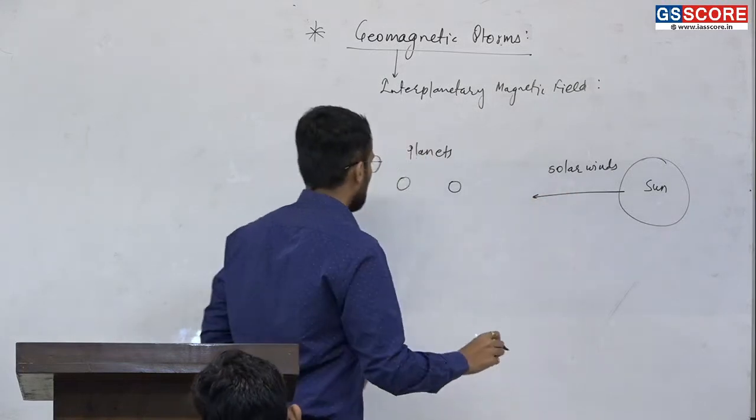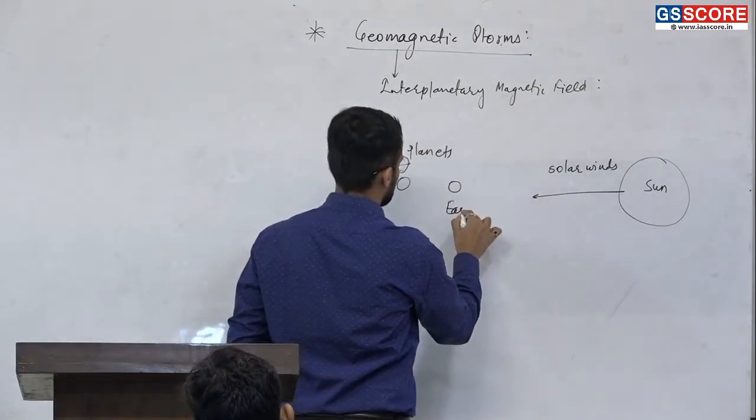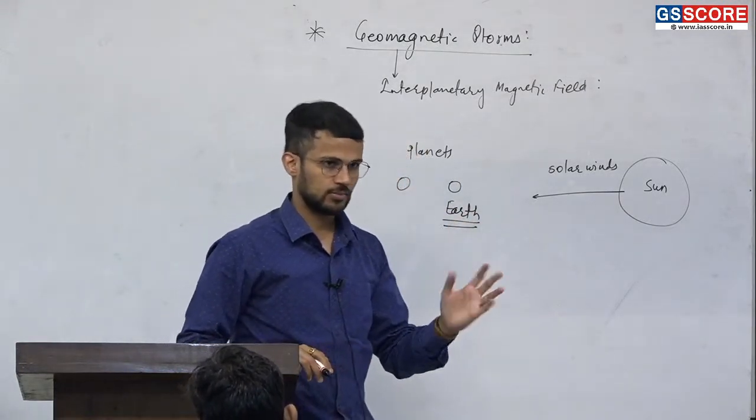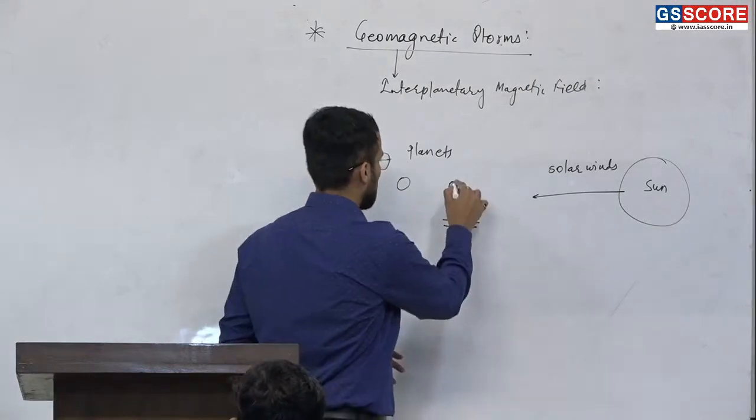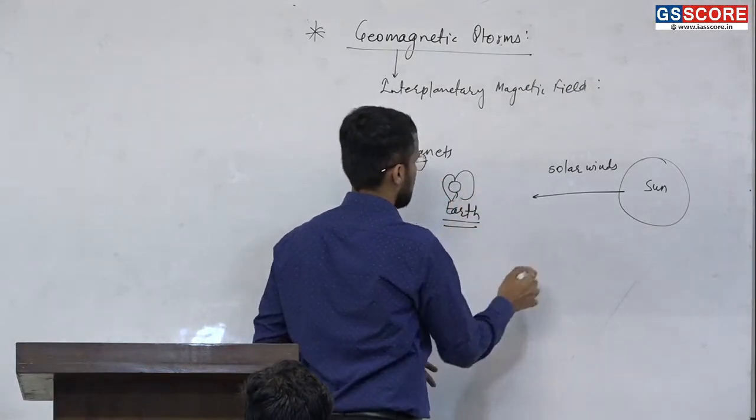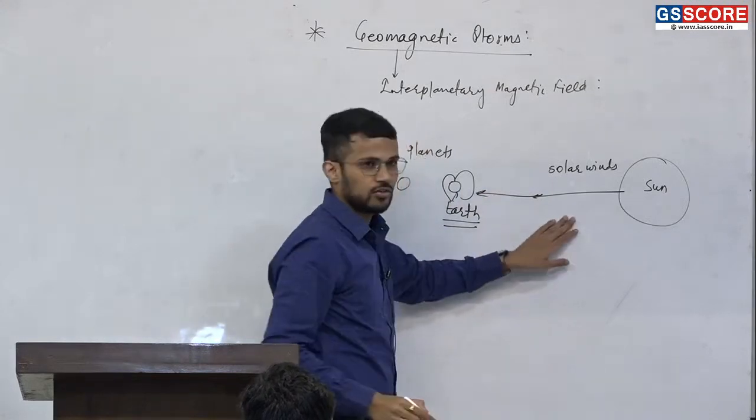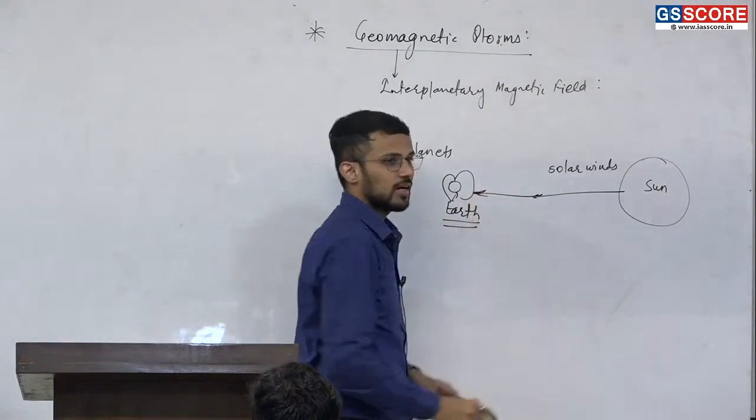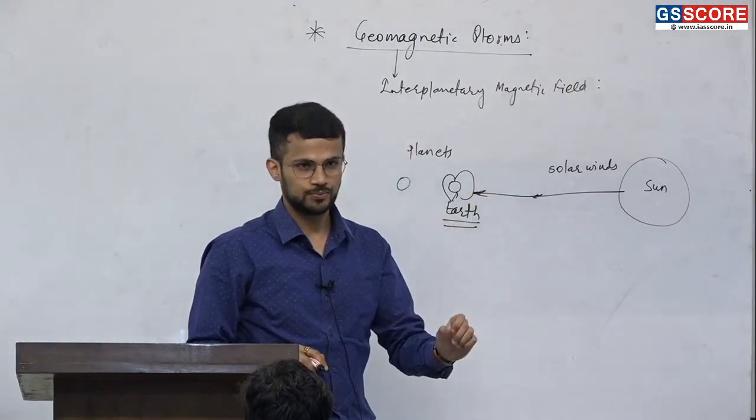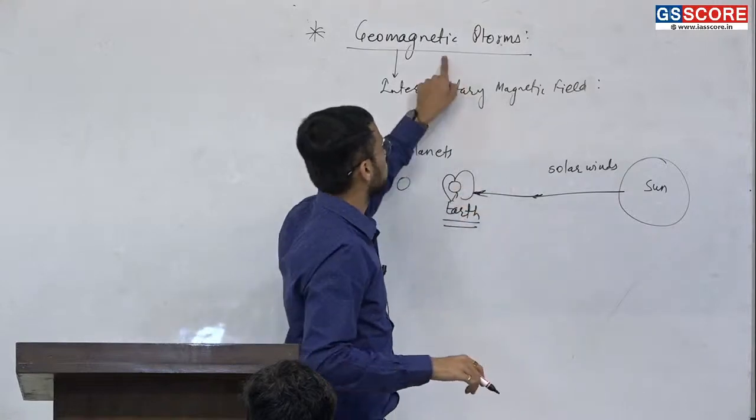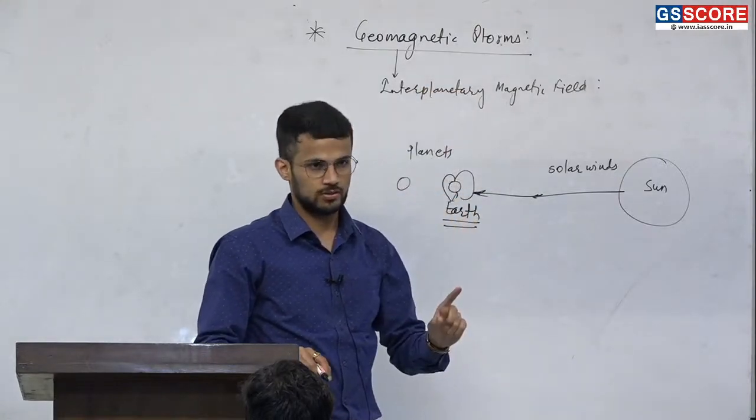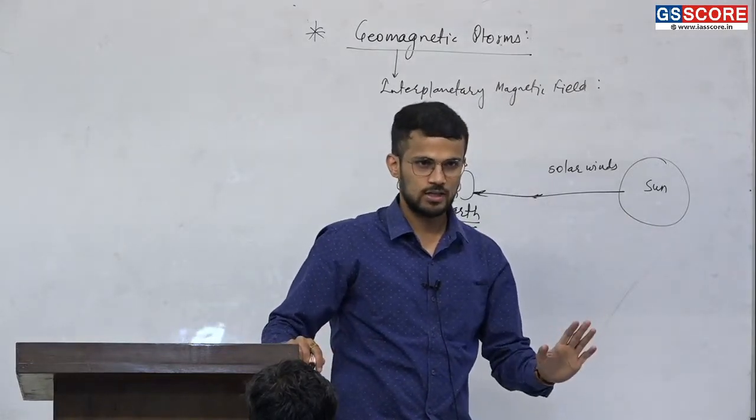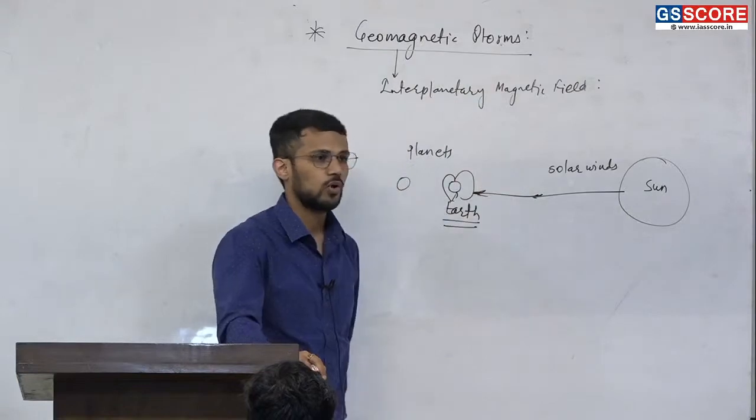Fine. Now, let us consider that this is Earth. Earth has its own magnetic field, right? Let's say this is the shape of it. So this interplanetary magnetic field brought by solar winds interacts with Earth's magnetic field. That interaction leads to geomagnetic storms. These storms are also called solar storms. Right, these geomagnetic storms are also called solar storms.